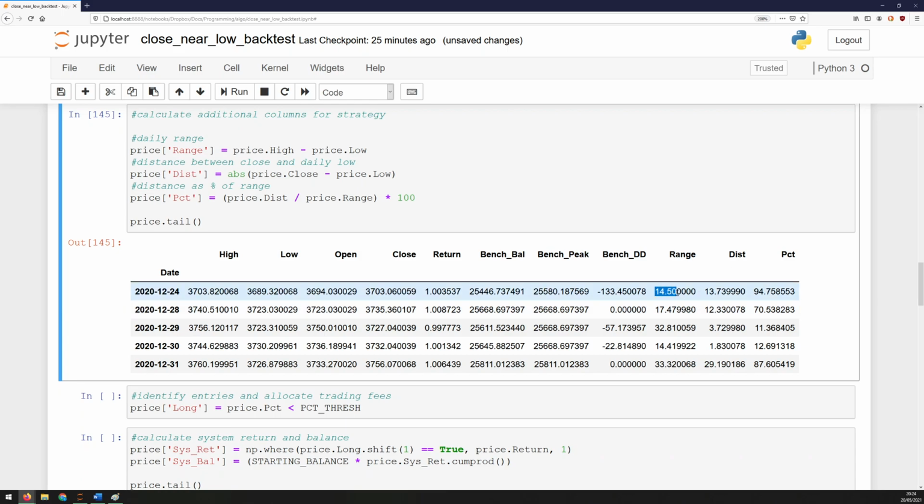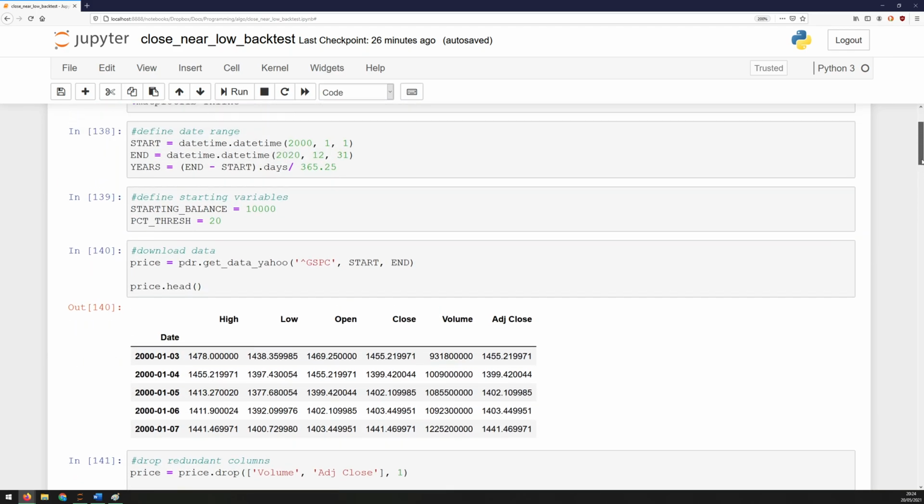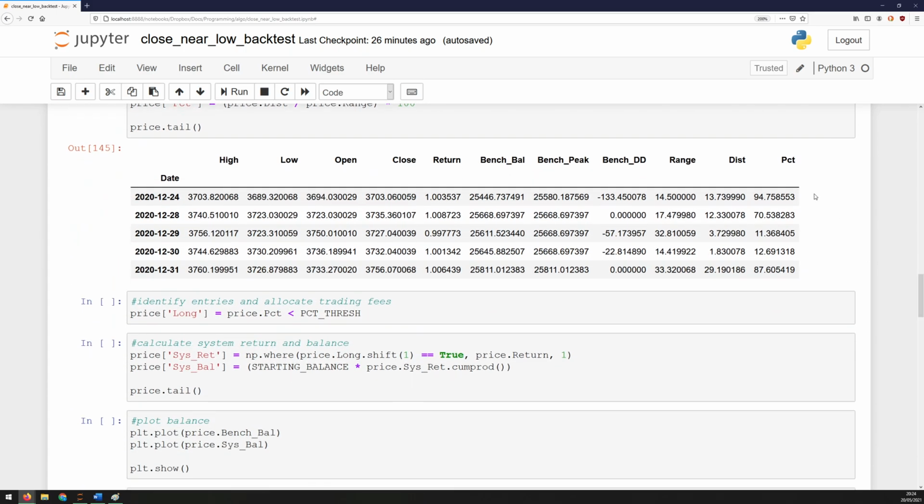So this is my daily range between my high and low, so 14.5. The distance is the close to that low, and then the percentage is showing essentially how close that is as an overall percentage of the daily range. So you can see it's tracking that percentage through each day. And what I want to be looking at is the days when that percentage is less than the 20 that I've set as my threshold up here. So I define 20 as my, essentially my system parameter. So anytime the close is within the lower 20%, I want to go long. So that's what this cell here is doing. It's generating all of my long entries.